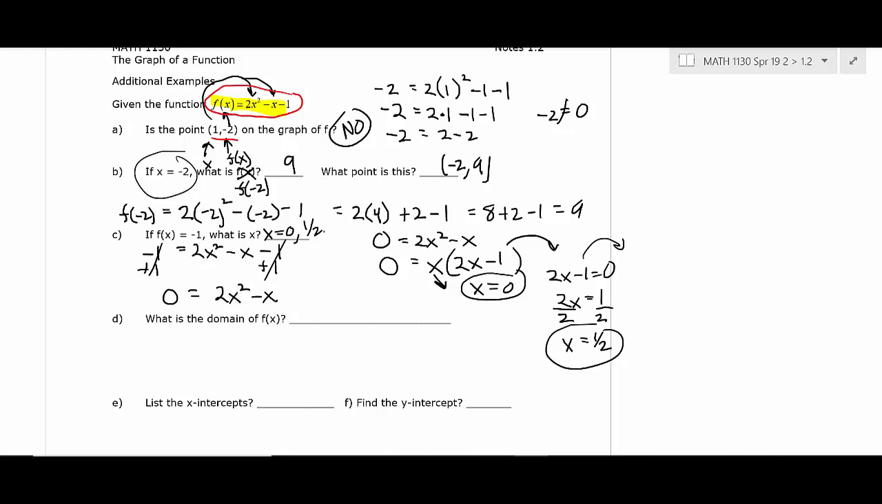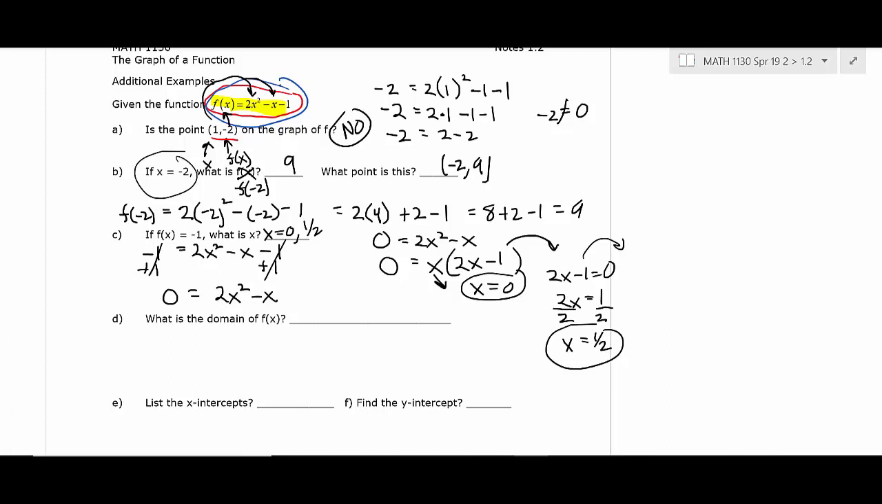Okay, all right, let's see. Domain, we talked about this last time. So from your background, can you tell me what the graph of that function would look like without putting it in your calculator? What kind of function is that?